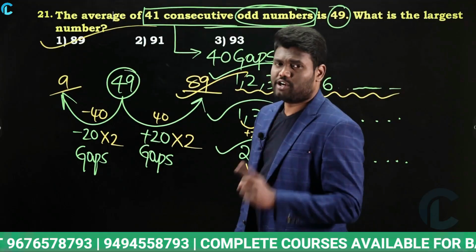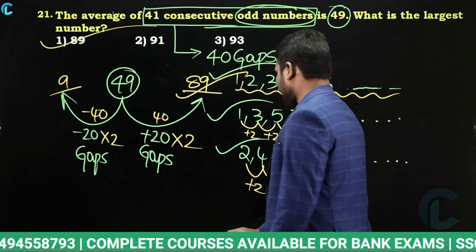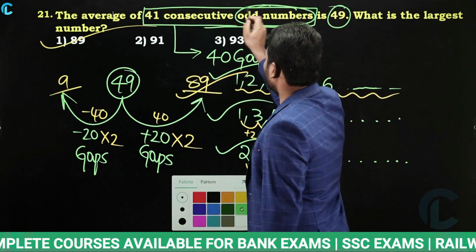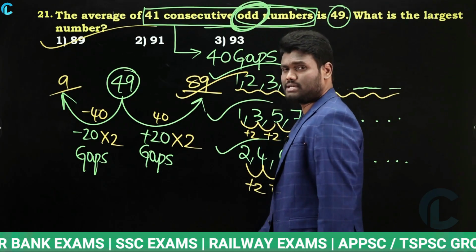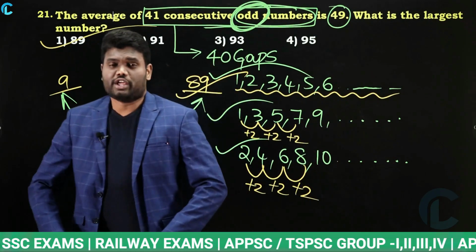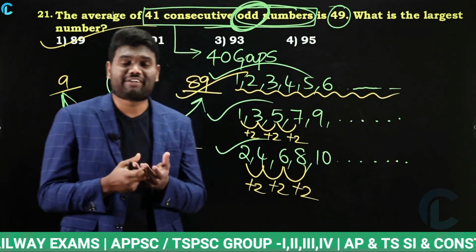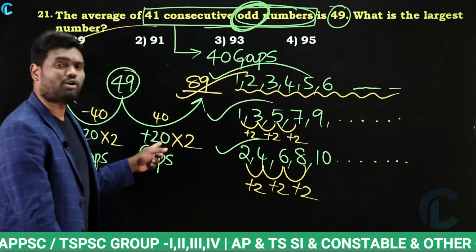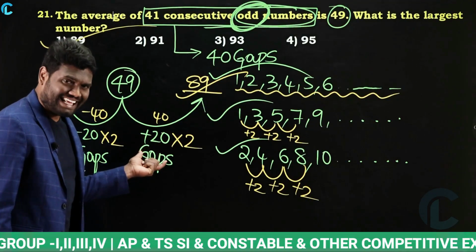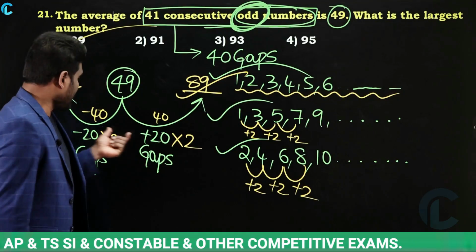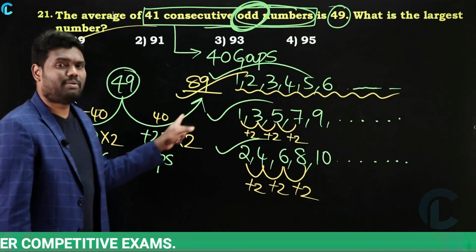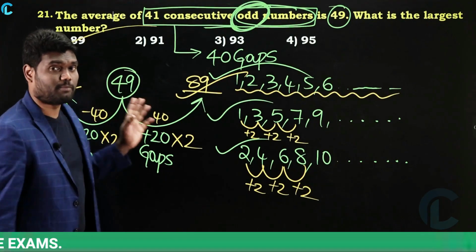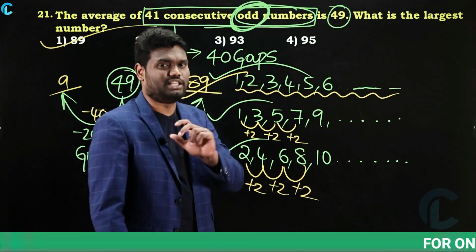One important point you need to observe is, when the question is about consecutive odd numbers or consecutive even numbers, you need to multiply the number of gaps with 2. As you have 20 gaps, multiplied with 2, it will be plus 40, or minus 40. Or else you can look at them in this way as well.